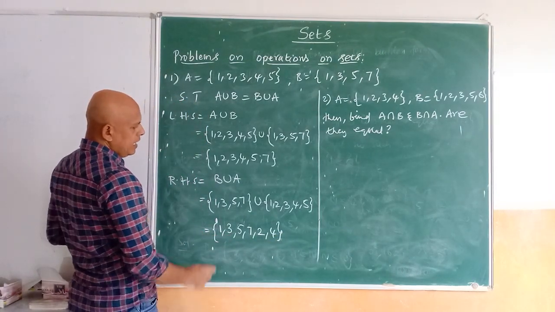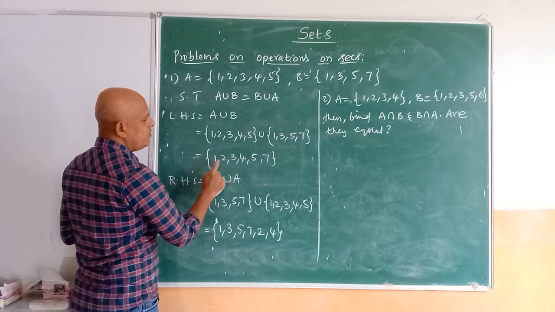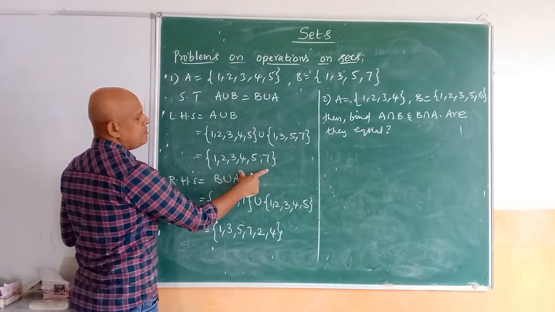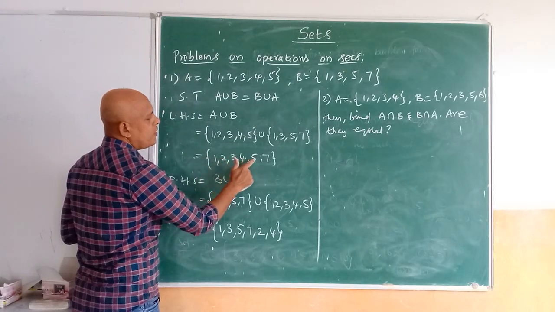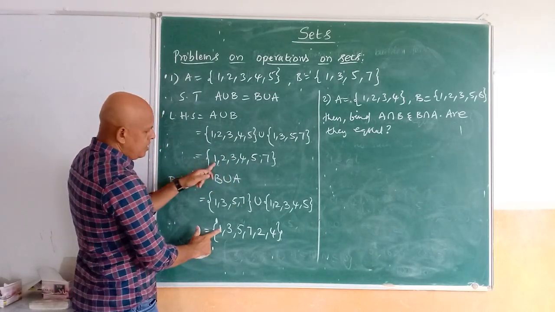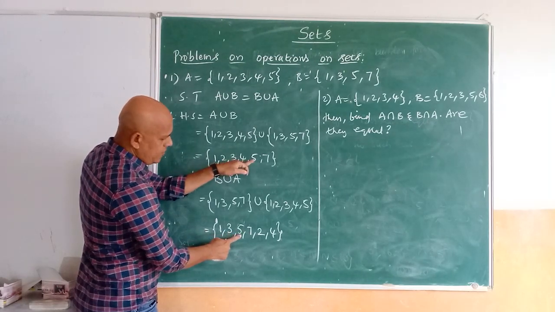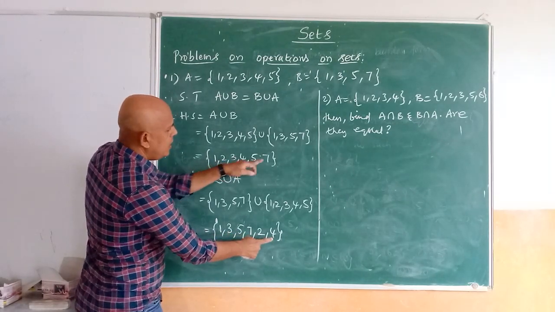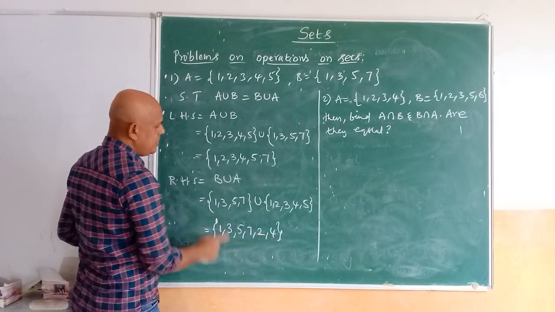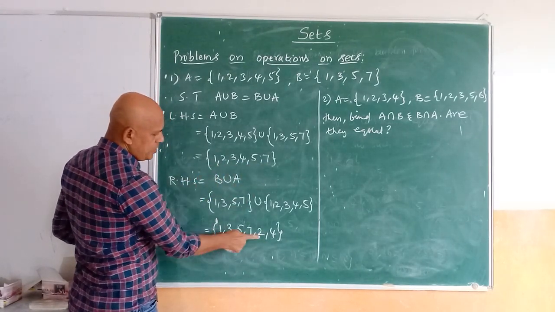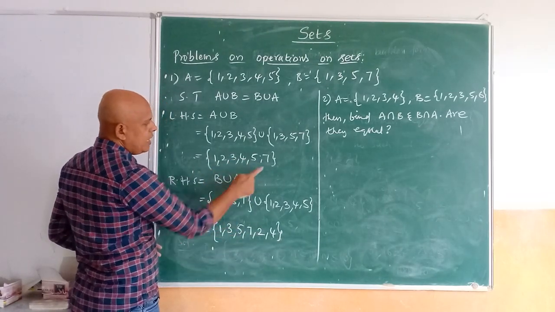So let us check. In A union B: 1, 2, 3, 4, 5, 7. Total 6 elements are there. So the elements of A union B are 1, 2, 3, 4, 5, 7. Here also 1, next 2, next 3, next 5, next 4 and next 7. So here also 6 elements: element 1, element 2, element 3, element 4, element 5 and element 7.